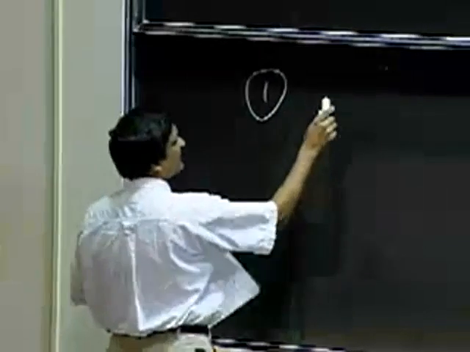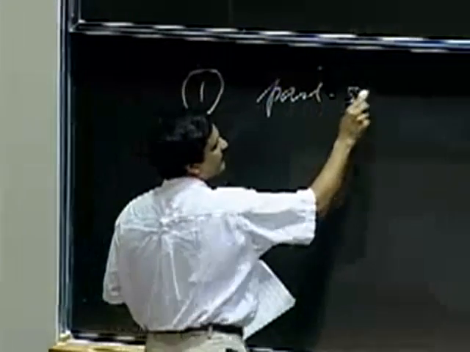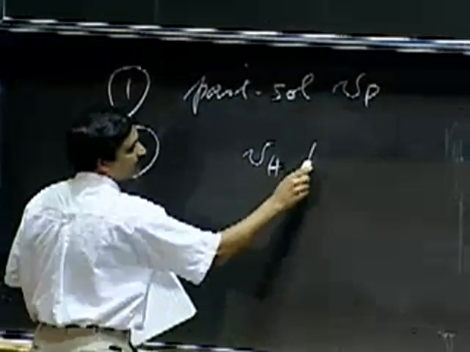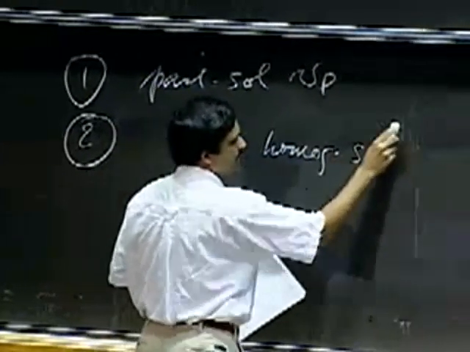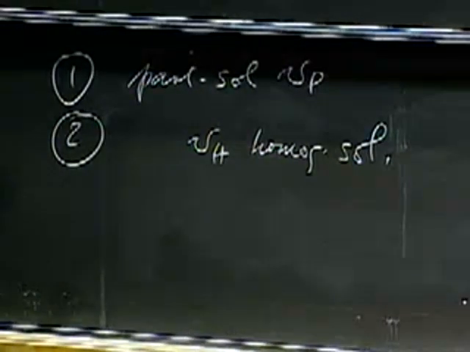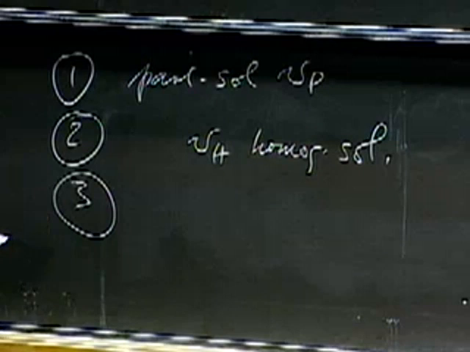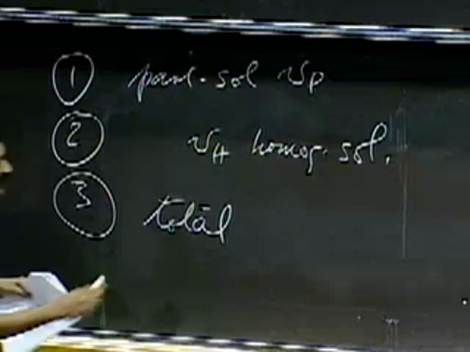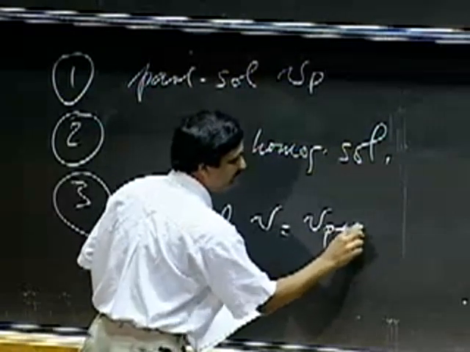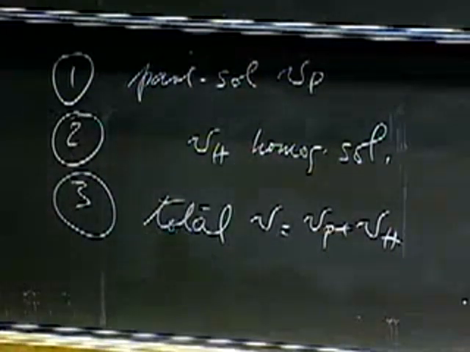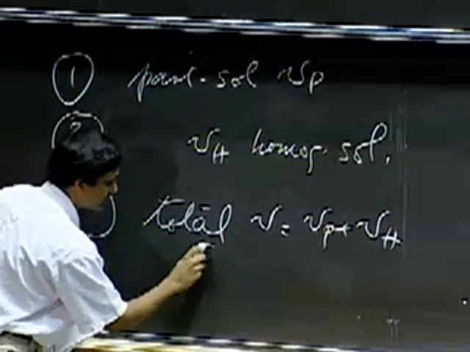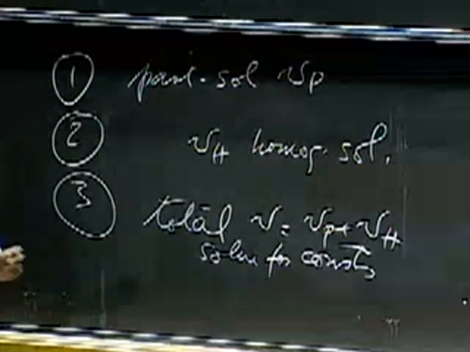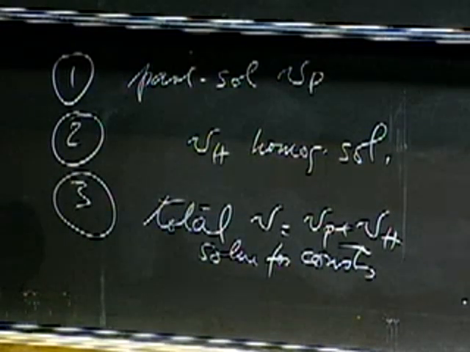So as a first step, we're going to find the particular solution, Vp. Second step, we find the homogeneous solution, VH. As a third step, we are going to find the total solution, V, as the sum of the particular plus the homogeneous solution, and then solve for constants based on the initial conditions and the applied voltage.